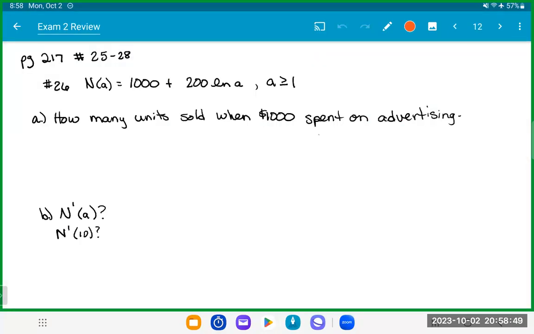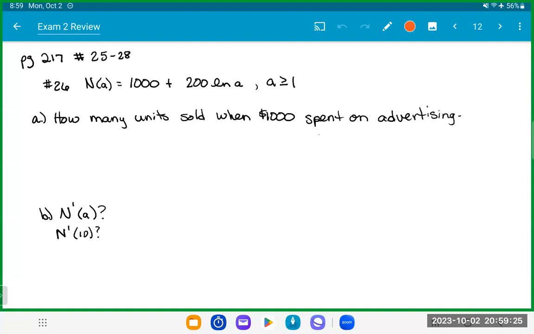The next problem is like on page 217, similar to problem number 26. It's talking about advertising. It's an application problem. It says a model for consumers' response to advertising is given by this formula. We want to find how many units were sold when $1,000 was spent on advertising. And then we want to know what our rate of change is for our function, and then apply that at 10 if our A is equal to 10.